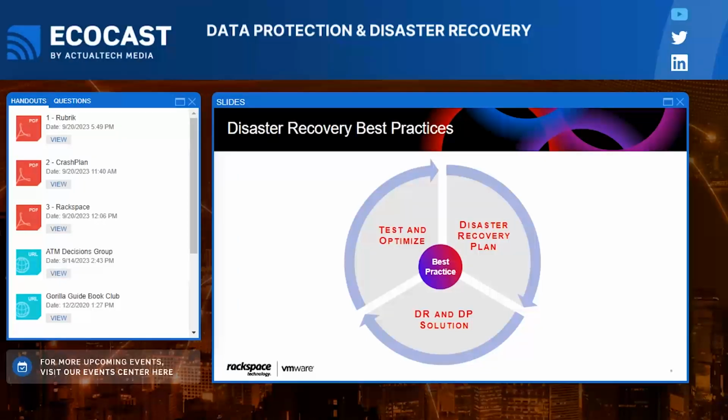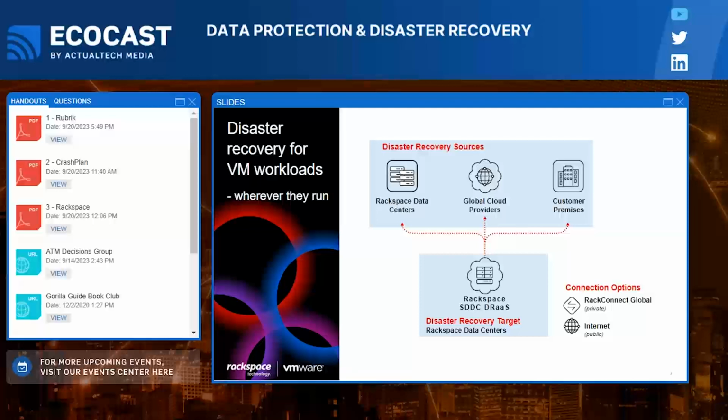So the Rackspace Disaster Recovery as a Service offering is powered by our SDDC portfolio, that's software defined data center. We have various VMware powered private cloud solutions. Some are multi-tenant, some are single tenant, and I'll go over the three main offerings in a bit. But essentially, these serve as disaster recovery restoration targets for other Rackspace services, for hyperscale cloud workloads, and on-prem workloads.